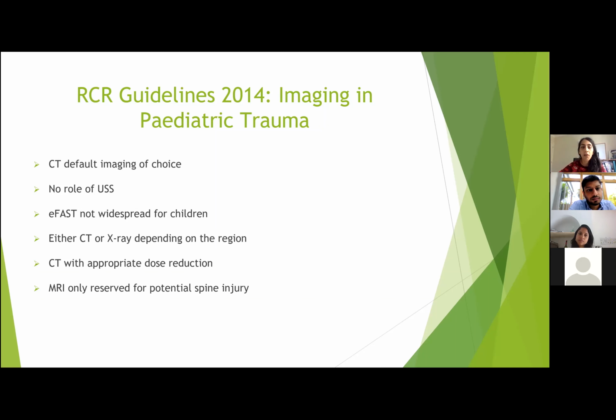MRI is only reserved for potential spine injury. Remember, some children can get SCIWORA, so it's important to remember this. MRI is not first line, so these children need to be kept in, followed up, and then have an MRI done as well. Sometimes that is in the ED. If you've done all your primary survey, you've done your imaging, and you're still worried about the child, you would call MRI that day to organise the scan. And again, there are guidelines on that as well.